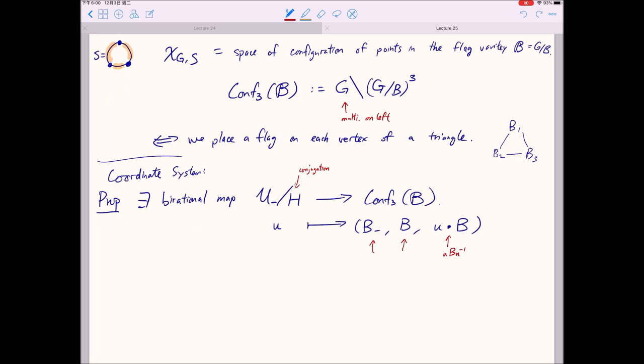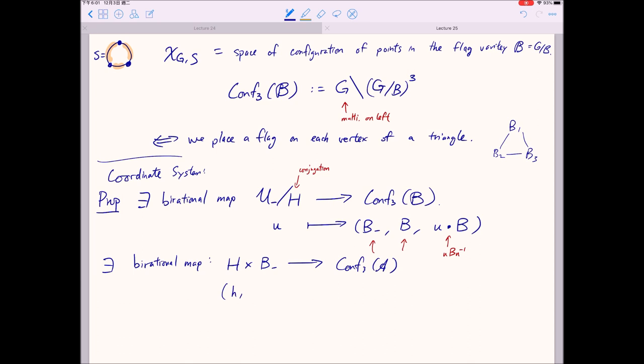So another coordinate system is also available for the A side. The A side has a similar description. So the configuration of A is G mod U. So on the A side, there's a directional map. This time it is given by H cross B bar, B minus, to the configuration of A.